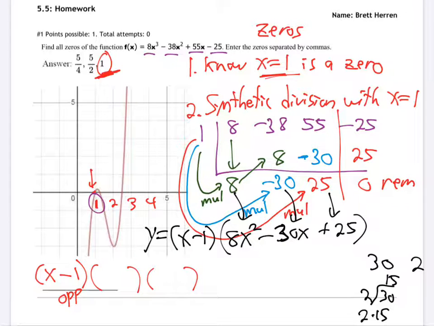Let me say that again. If you take a number like 30 and you divide by 2 and get 15, that means those two things together are your 30, right? That's what it means to divide something. You're finding the two numbers that multiply. So we just divided synthetic division by 1, which is really x minus 1, opposite in the parentheses. And we got 8x squared minus 30x plus 25. That means those two things multiply to be our original.